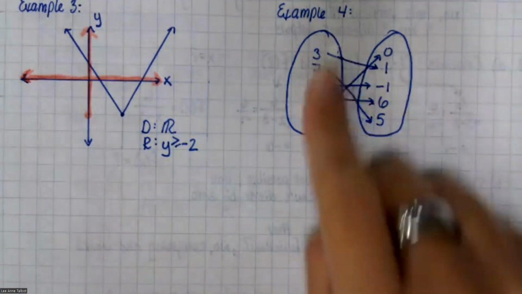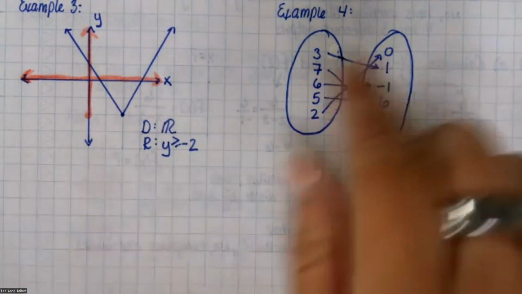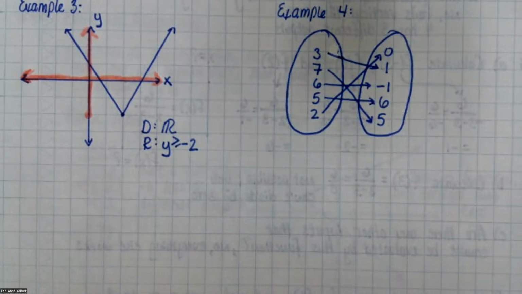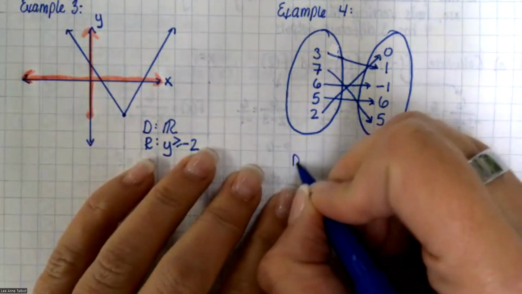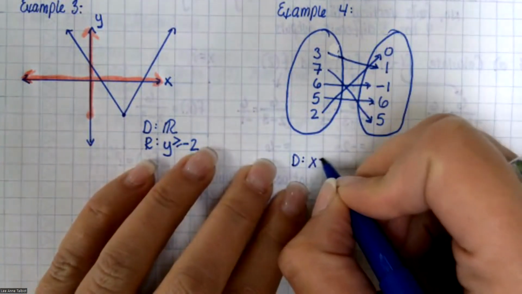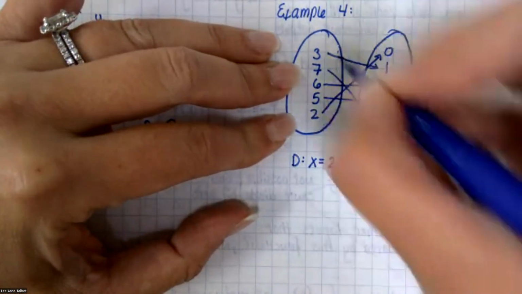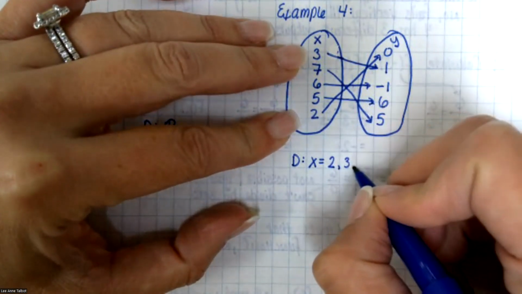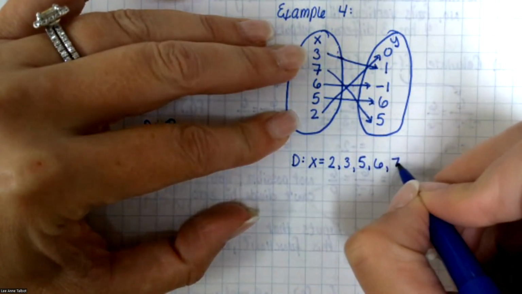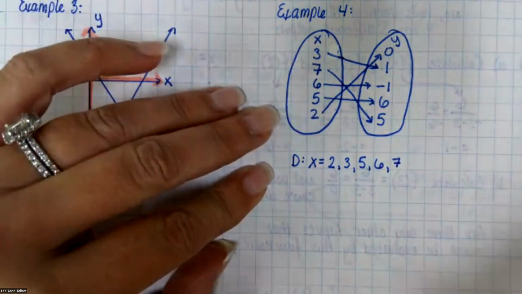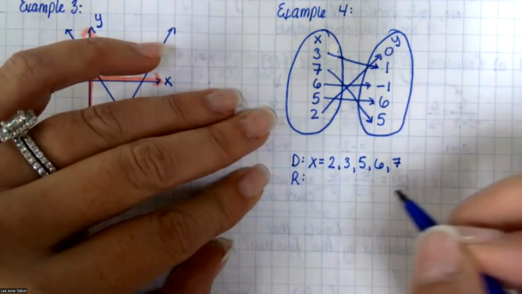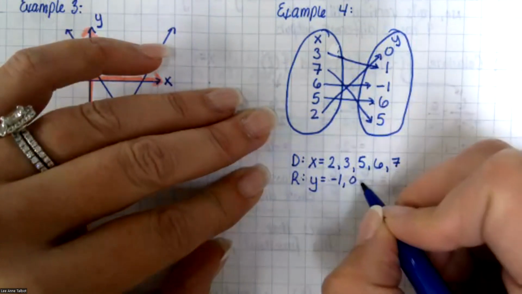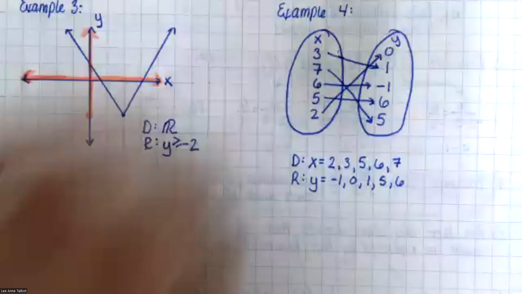First question I have is this a function? Yes, there are no repeating x's. Each x has its own separate y, so this is a function. The domain, though, is very easy. You just list the numbers least to greatest for the x, so we could put x and y here. So 2, 3, 5, 6, 7. And the range is y, -1, 0, 1, 5, 6.